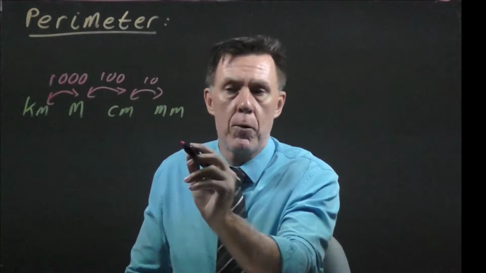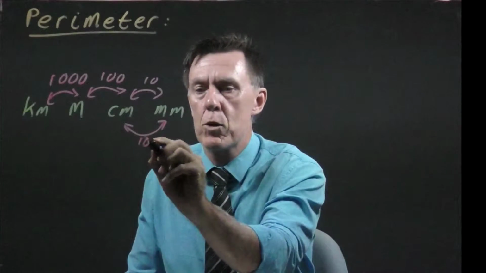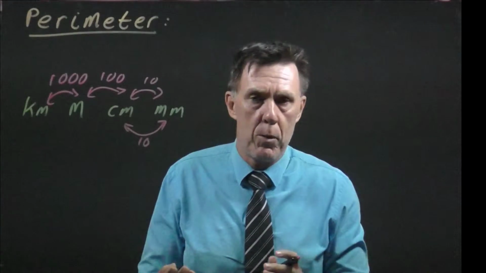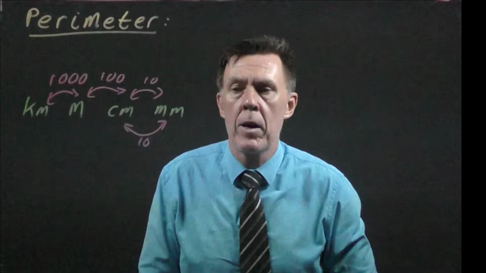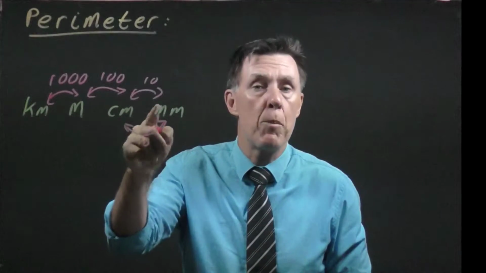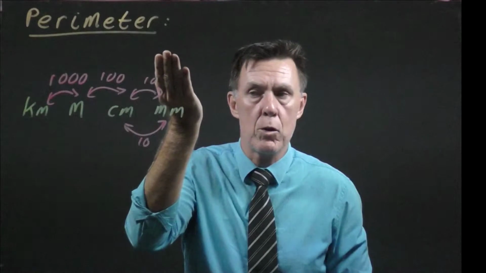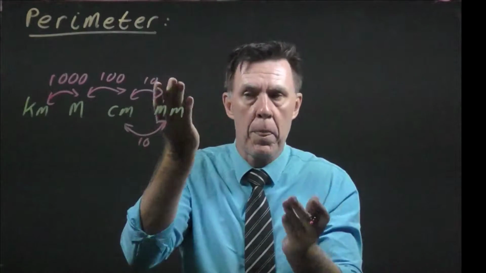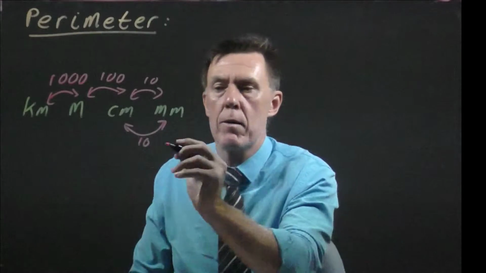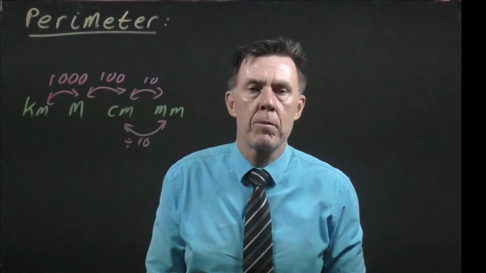Well, if we were converting from millimeters to centimeters, the conversion factor is 10. But is it a multiply by 10 or a divide by 10? Look at the name, millimeters to centimeters. Centimeter is the name of a bigger unit, so the name is getting bigger. To balance that, the number's got to get smaller. So however many millimeters you have, to convert them into centimeters, you would divide.